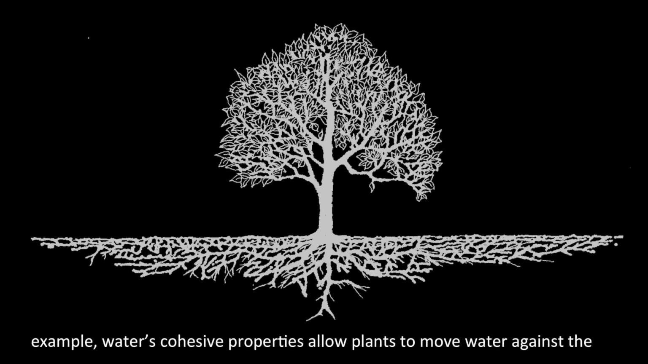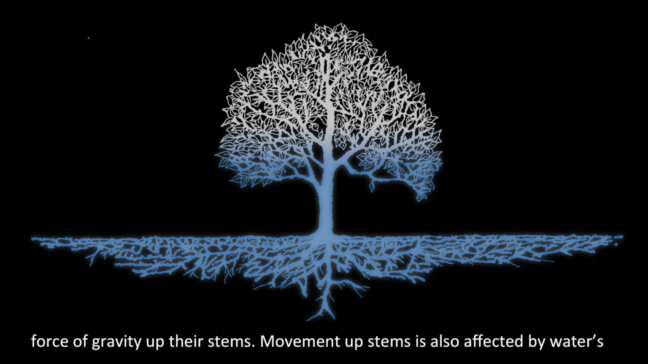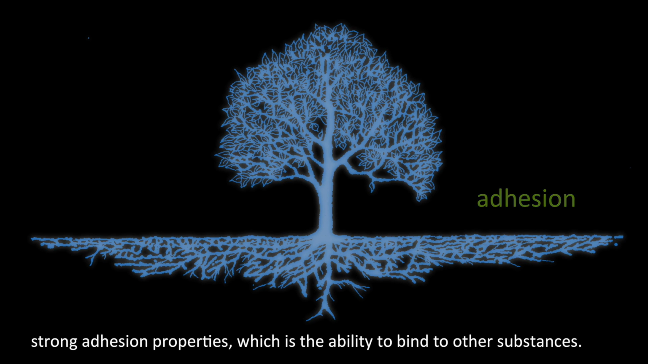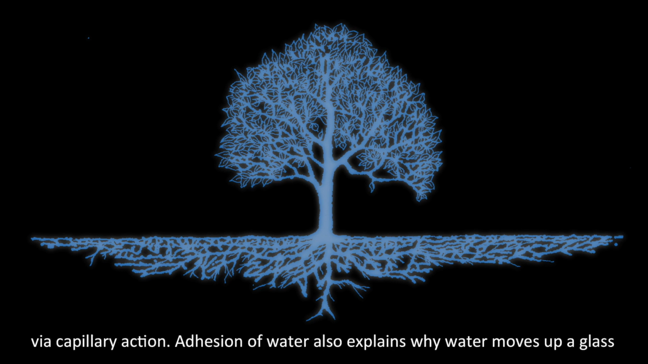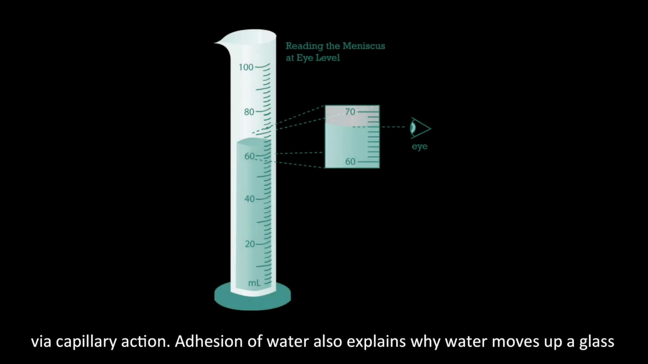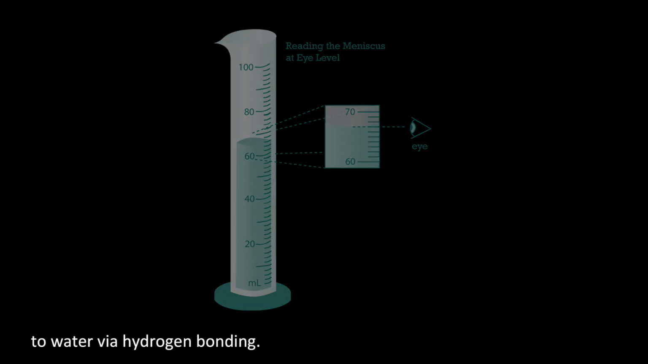For a biological example, water's cohesive properties allow plants to move water against the force of gravity up their stems. Movement up a plant's stems is also affected by the water's strong adhesion properties, which is the ability to bind to other substances. Water binds to the cell walls of plant cells, moving up against the force of gravity via capillary action. Adhesion of water also explains why water moves up a glass test tube or a graduated cylinder. The molecules of glass have a charge which bind them to water via hydrogen bonding.